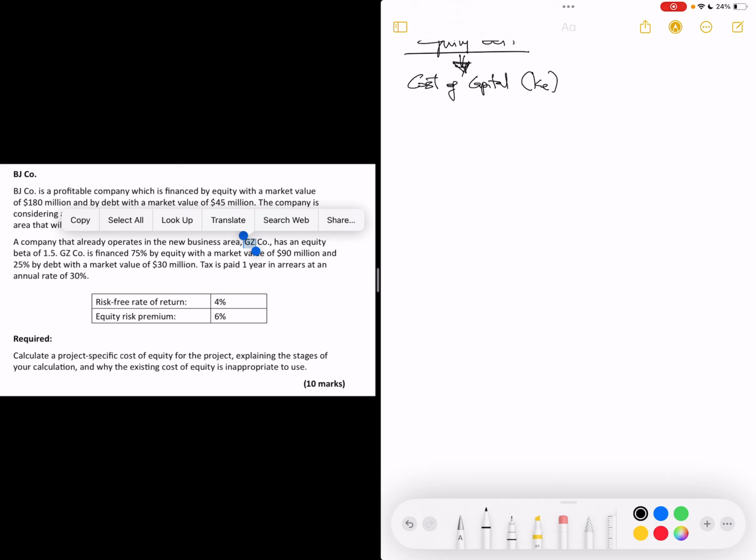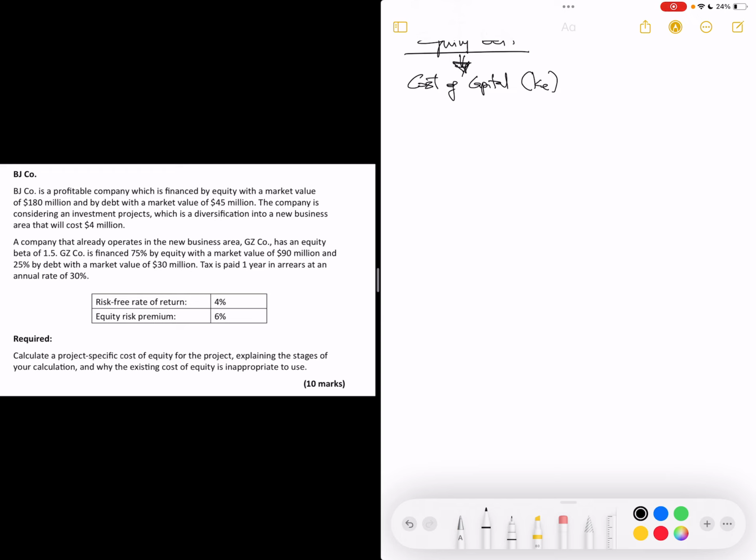So, GZCO has an equity beta of 1.5, financed 75% equity with market value 90 million and 25% debt with market value of 30 million. Tax is paid one year in arrears at an annual rate of 30%. Now we have the risk-free rate of return and the equity risk premium. We're asked to calculate the cost of equity for the project.